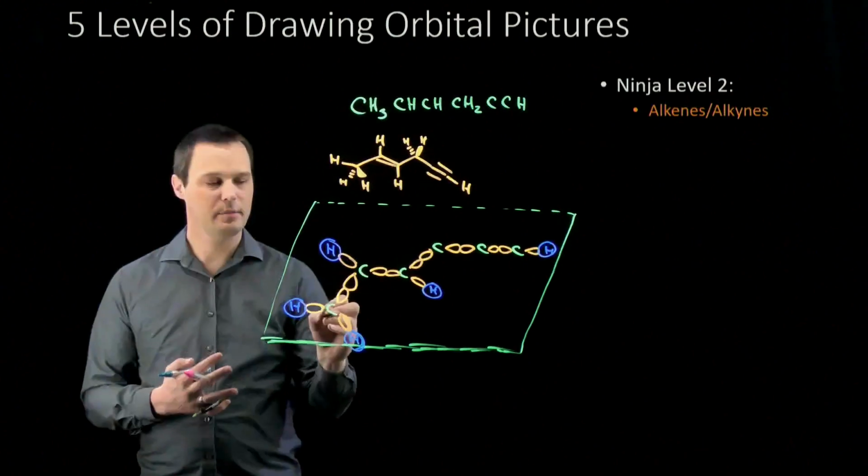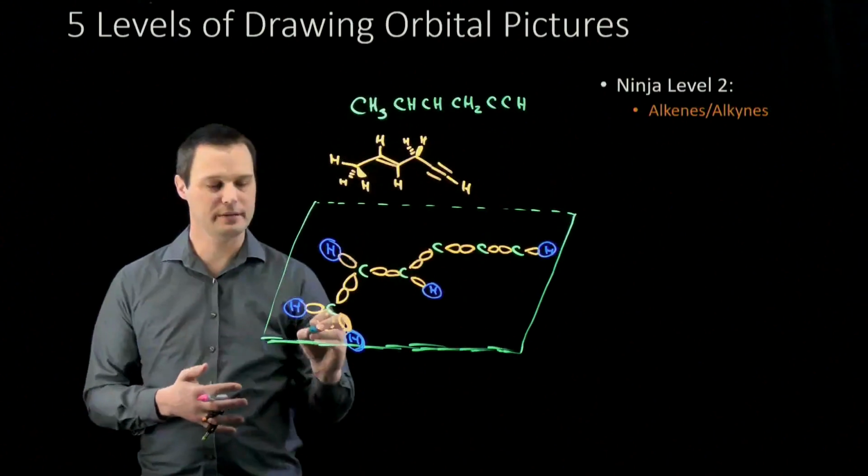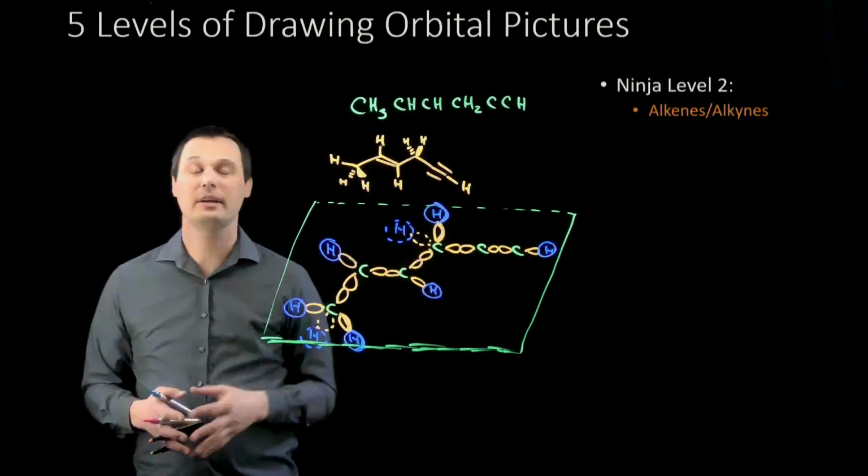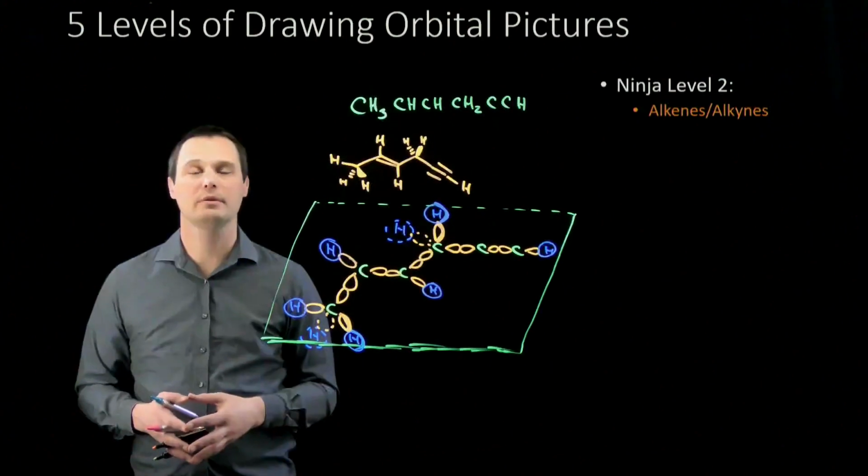And we also have an in-the-plane dashed orbital connected to its hydrogen. We can add those orbitals to carbon number 4 as well. We're now ready to add the alkene and alkyne orbitals, the unhybridized p orbitals attached to these carbons.